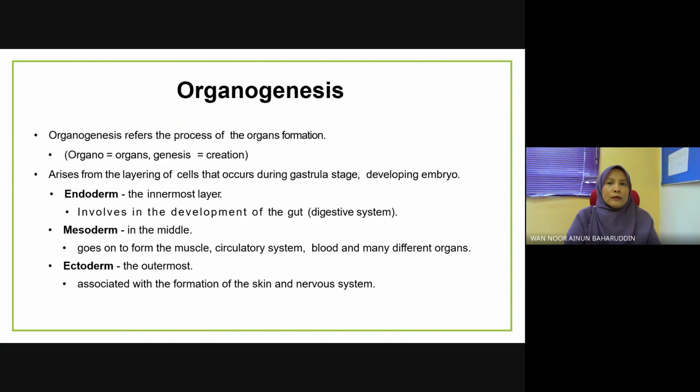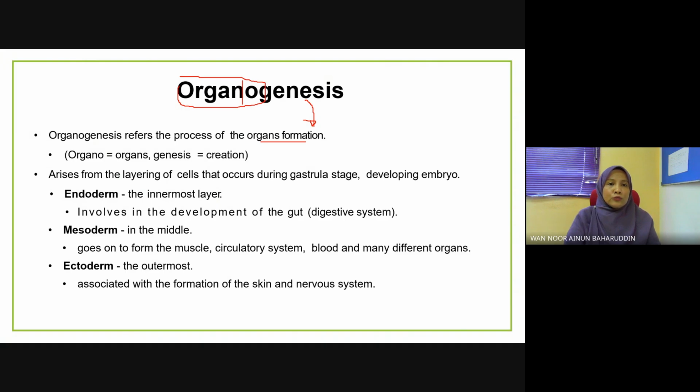So this is closely related from gastrulation. It's going to be organogenesis. Organo means development into organ, right? Organ. So it's what we refer as organs formation. So genesis is stand for formation. Organo means organs. Genesis means the creation of formation. It arises from the layer that I have showed before, from gastrula space.